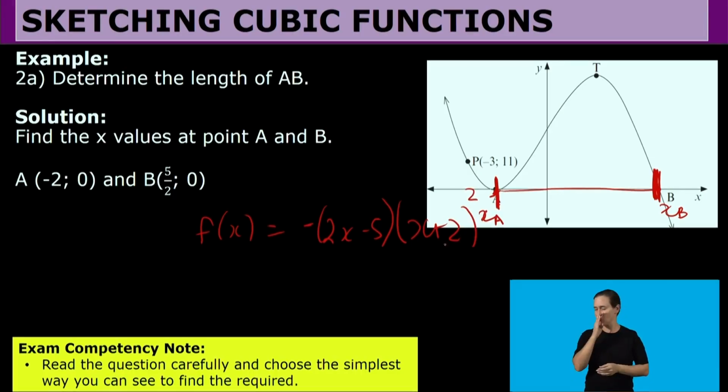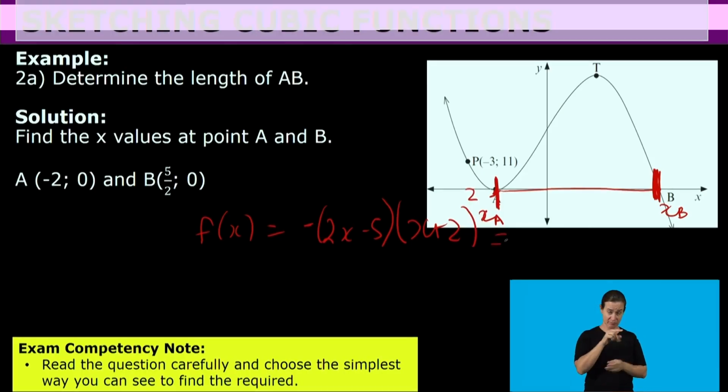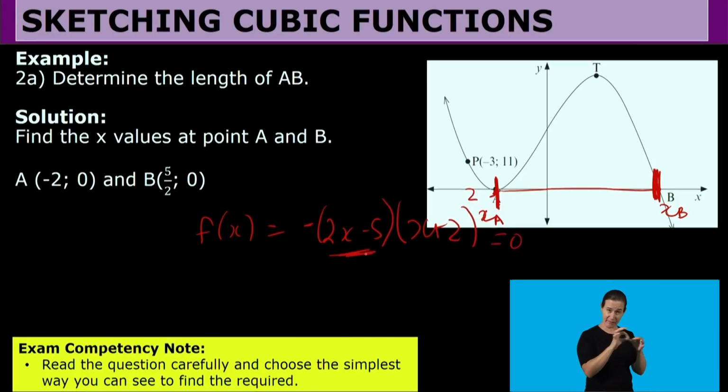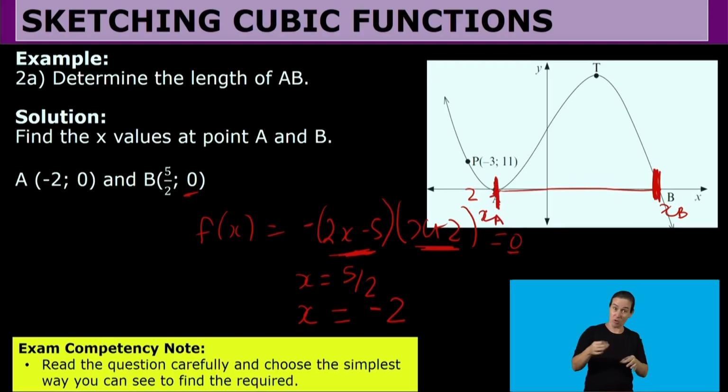Okay, so therefore straight away I can say, if f of x is equal to 0, I can see that my x value from the first bracket is going to be x is equal to 5 over 2. So that's the value at point B. And the y value at that point is obviously 0 because we've set the equation to 0. And the other x-intercept is going to come from this bracket. So x plus 2 is equal to 0, so x is equal to -2. And that's the value at point A. So we've got that this x value is -2, and this one is 5 over 2, which is 2.5.